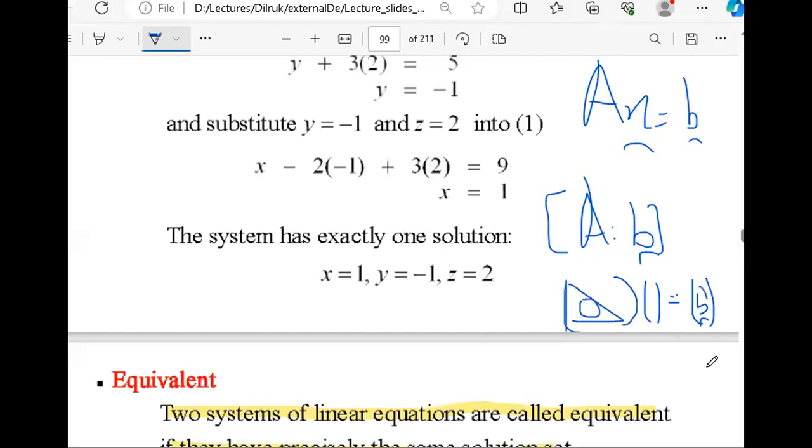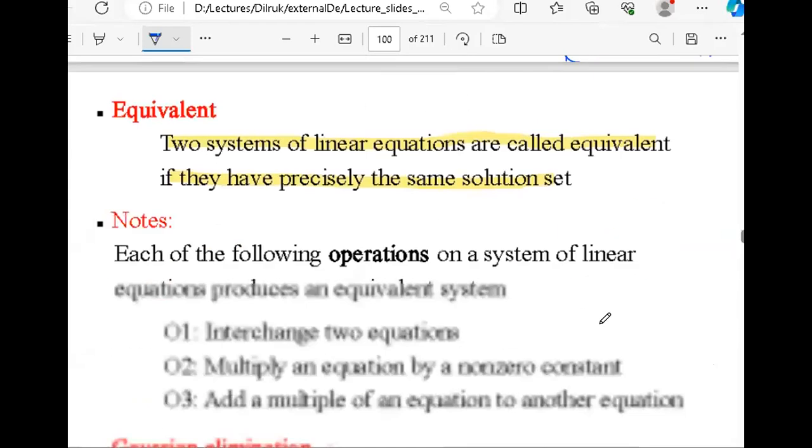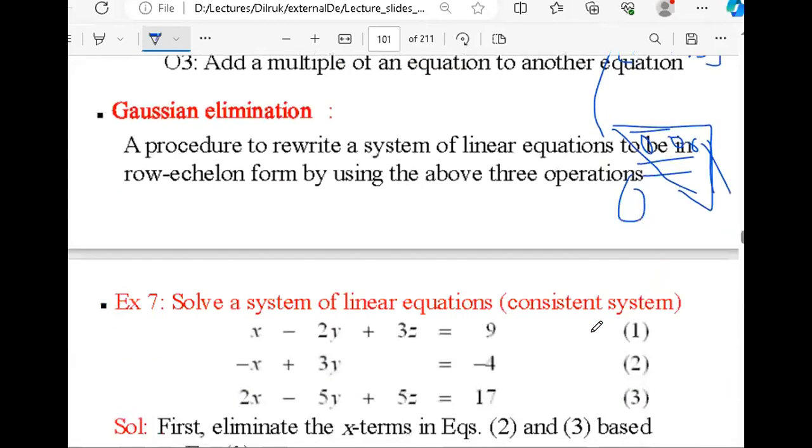And so how do you find the solution to this simple system? Start from the bottom. First find this unknown variable, then substitute that unknown variable into the previous equation. Then you can find the other unknown variable, then substitute those two values to get the last one. So this is called back substitution.